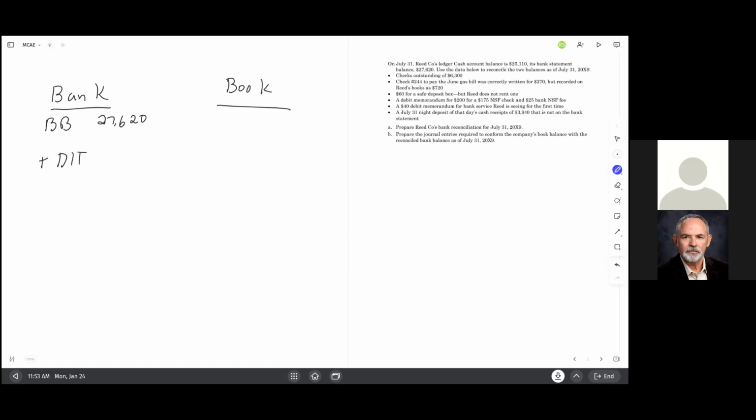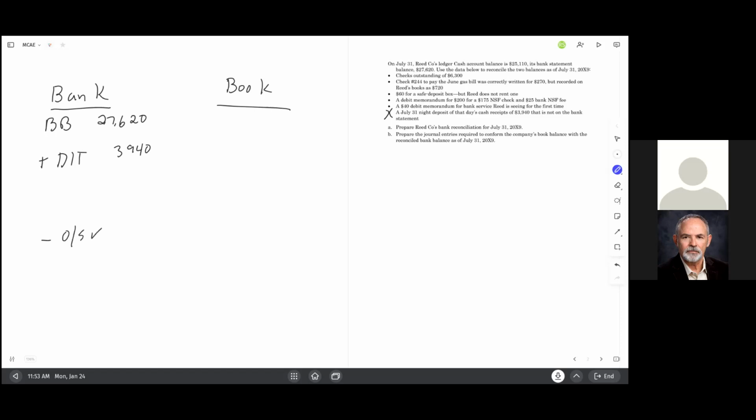And what are the deposits in transit? Somewhere up here, so there it is. Right here on July 31st, it says night deposit of that day's cash receipts is not on the bank statement. So it's in transit. It just hasn't arrived at the bank yet. So we're going to add 3,940.